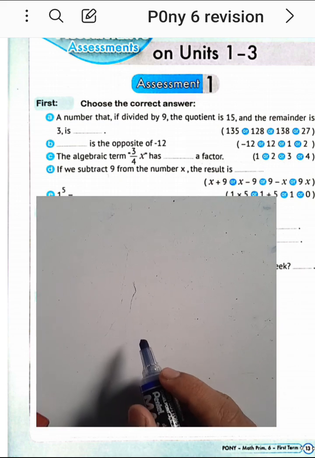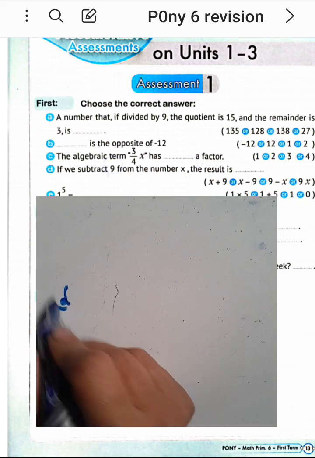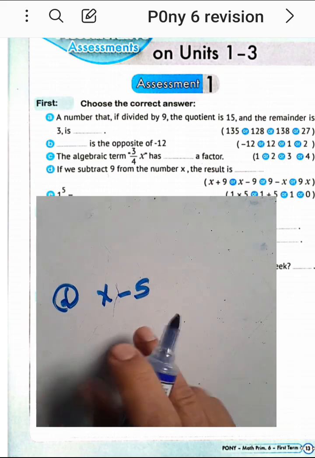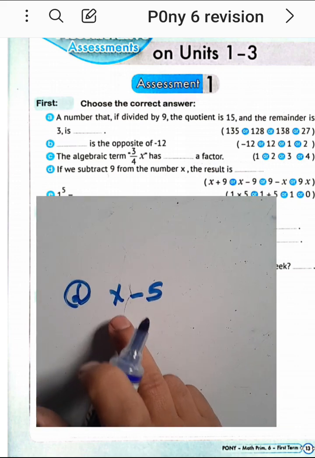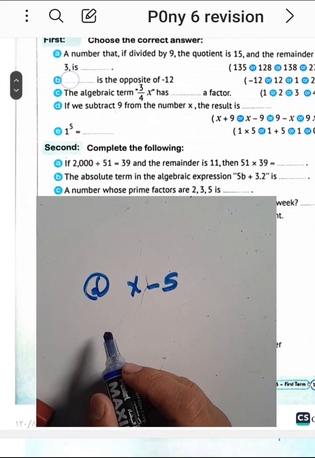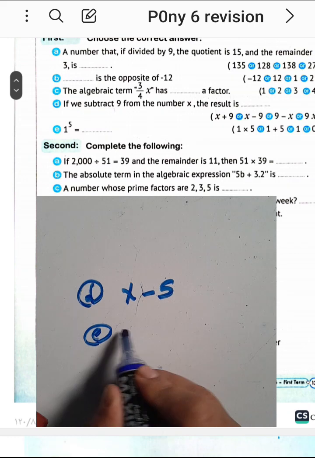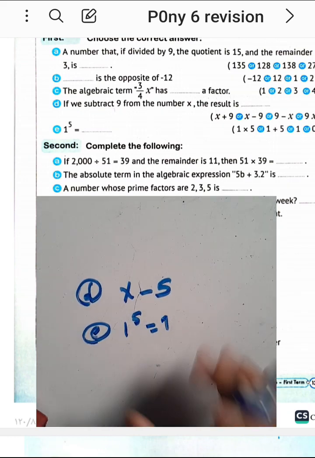If we subtract 9 from the number x, then the result will be x minus 9. Subtract 5 from x: x minus 5. x we call the minuend and 5 is the subtrahend. Question letter E. 1 to the power 5 will be 1. 1 times itself 5 times, the result will be 1.